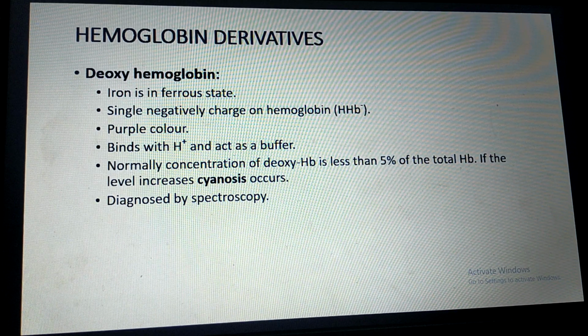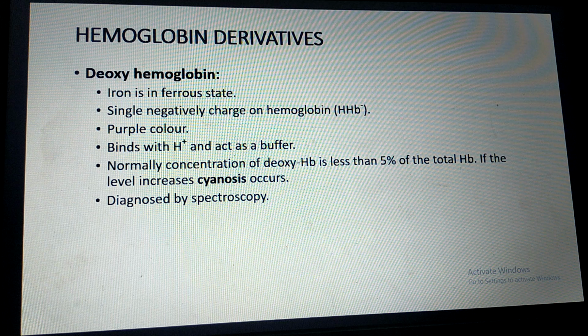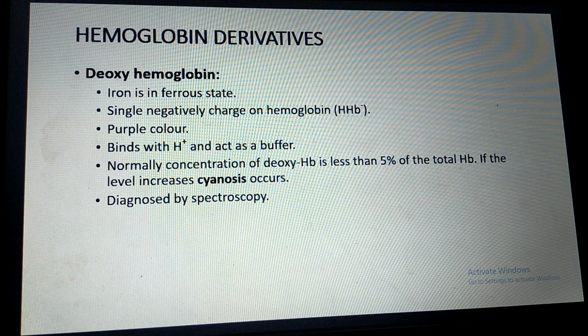Deoxyhemoglobin, again iron is in ferrous state. It has a single negative charge on hemoglobin because H plus combines with hemoglobin. So the double negative charge on hemoglobin is converted into single negative because of binding of one H plus. That H plus will neutralize one negative charge. It is purple in color. It binds with H plus ion, as I have just told you, and so it acts as a buffer.